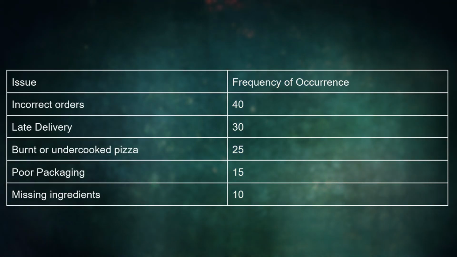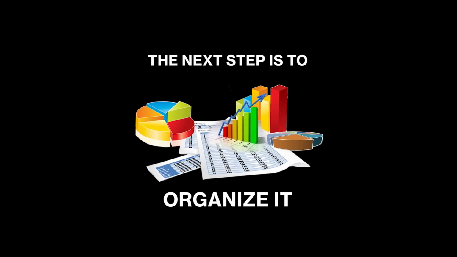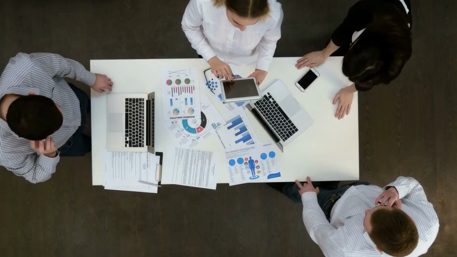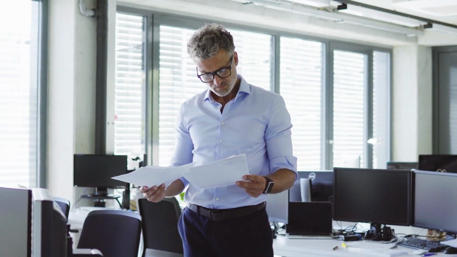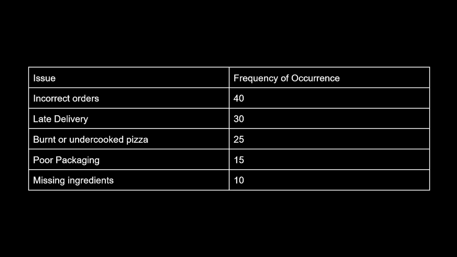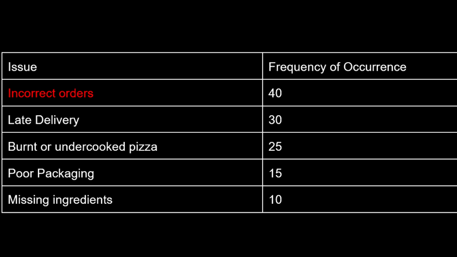Once you have your data, the next step is to organize it. The manager is going to group the problems into categories and order them from most common to least common. The idea is to focus on the biggest issues first. Now, by looking at the rearranged table, anyone can easily tell that the biggest problems at the pizzeria are incorrect orders, late deliveries, and burnt pizzas.